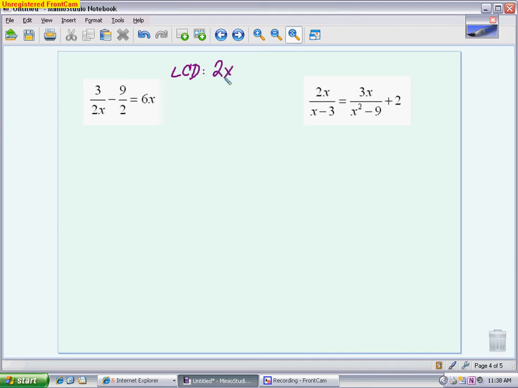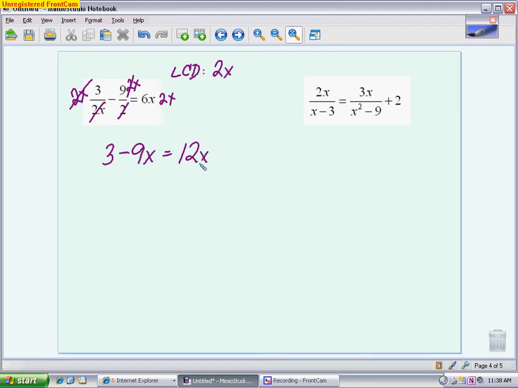What we do to clear fractions is we're going to multiply every term by that LCD. So every term gets multiplied by 2x. A term is anything separated by an addition or subtraction sign. So every term gets multiplied by 2x. We're going to see what cancels and what's left. So the 2x divided by 2x cancels. We're left with just the 3. The 2 and the 2 cancel. We're left with a minus 9x. Nothing cancels on the right because there is no denominator to cancel with.